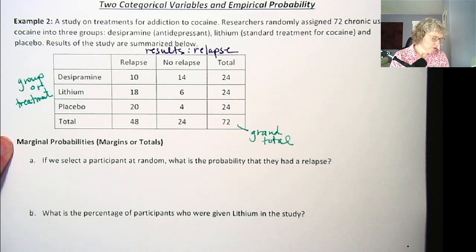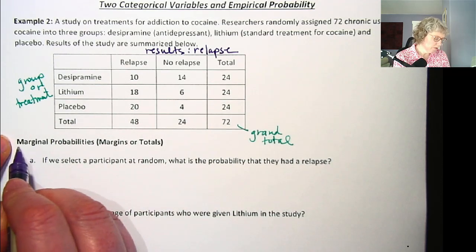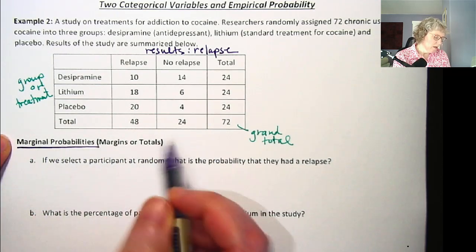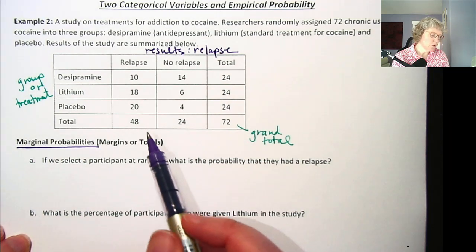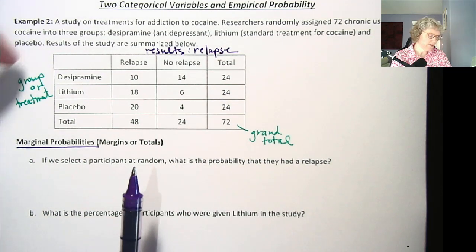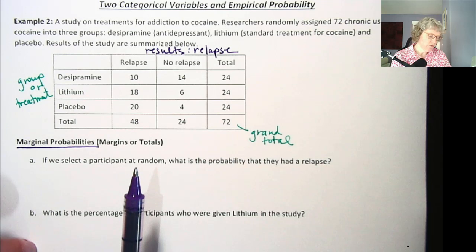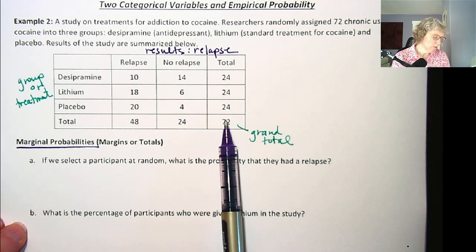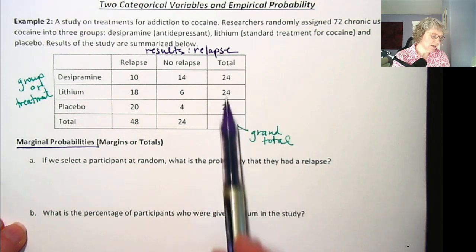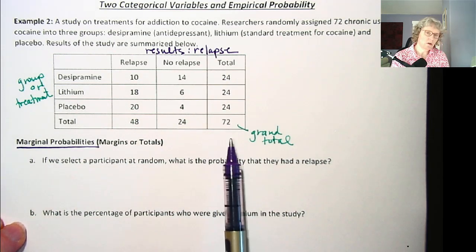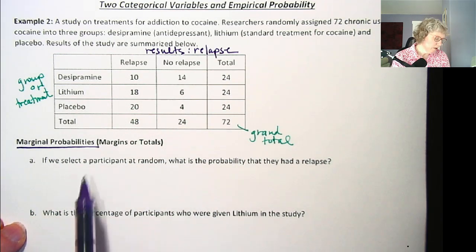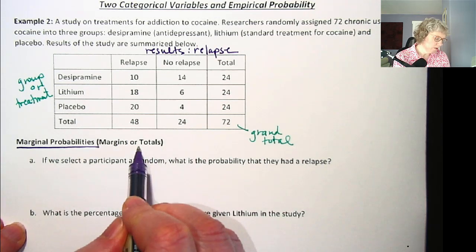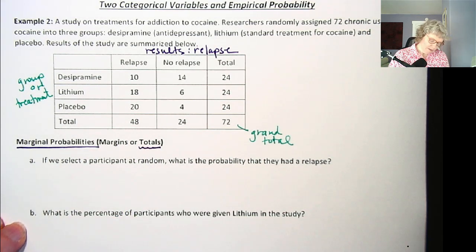And this is a marginal probability. So we're going to learn a few different types. Think of a margin as the total, like a margin on a page is the edge of your page. So a margin in probability in a table is the total row or column, okay? So we call it a marginal probability. It has to do with the total. If we select a participant at random, what's the probability they had a relapse?